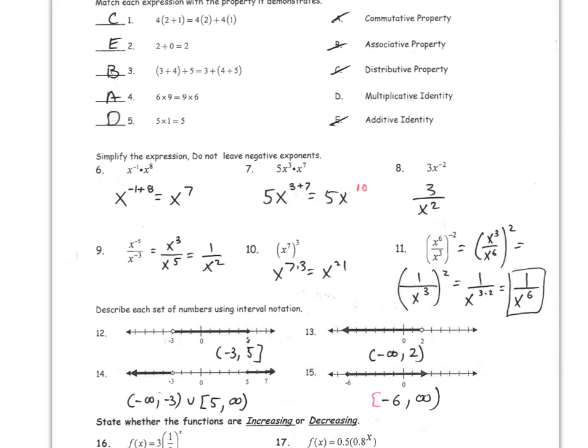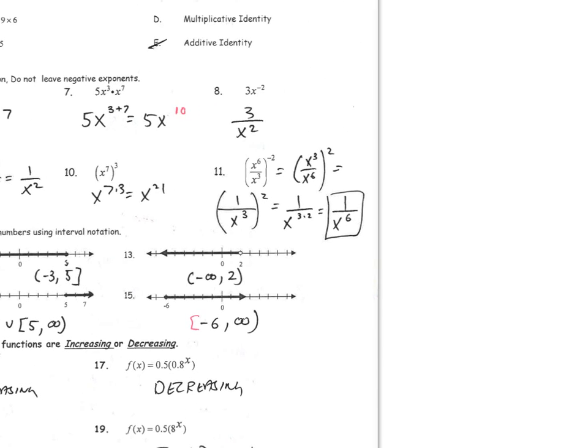Then we have number 11. This one's a little more complicated. You could do this many different ways, but the easiest way might be to attack what's inside the parentheses first. Do you have more x's on the top or the bottom? You got 6 on the top and 3 on the bottom. Well, that means you got, well, no, I did this differently.